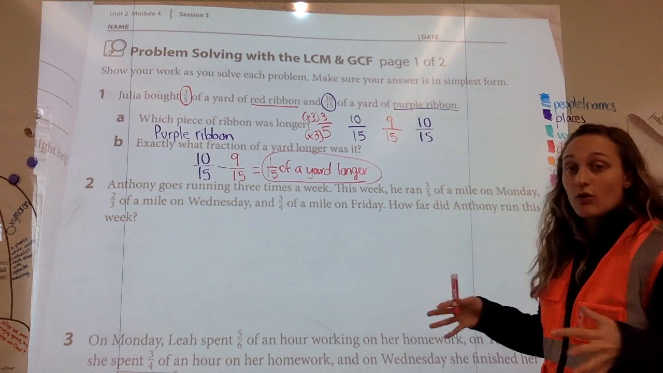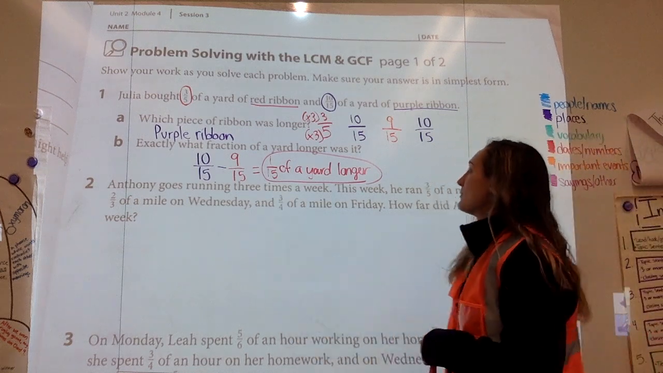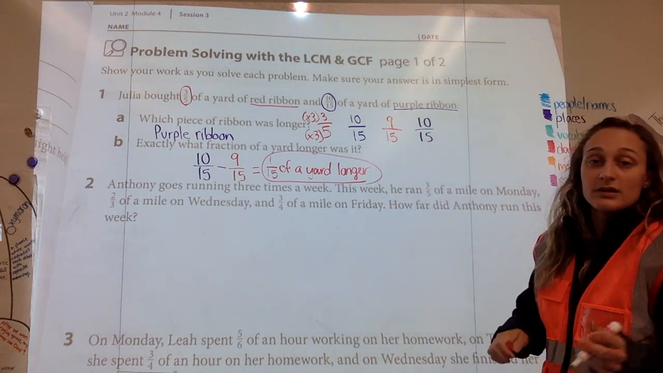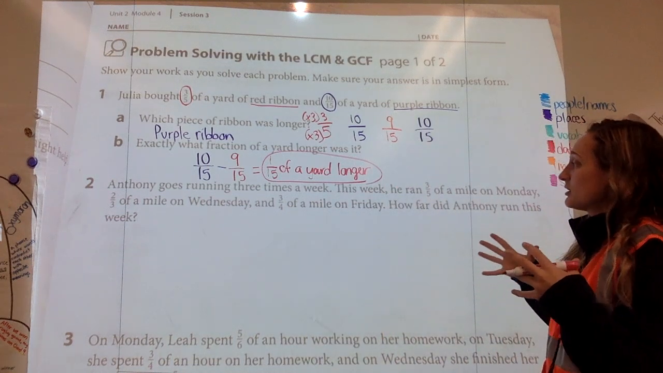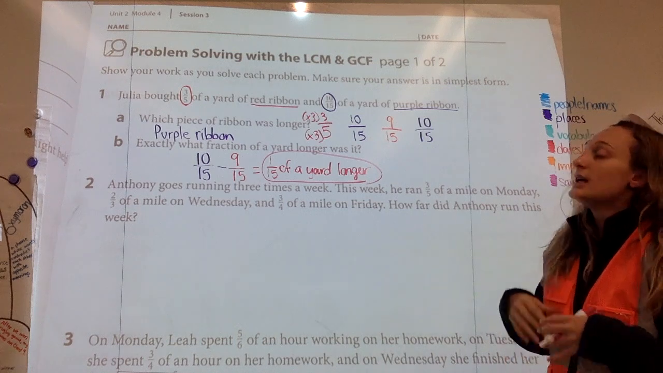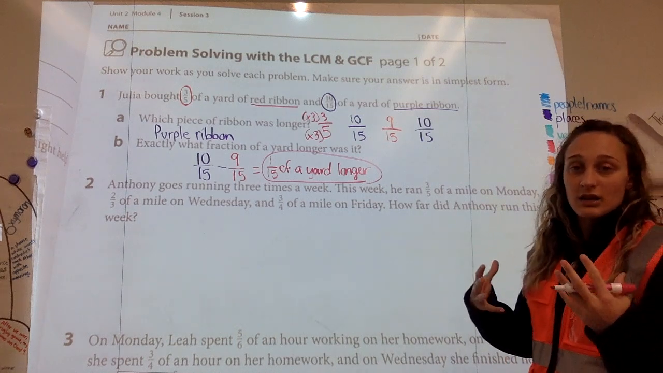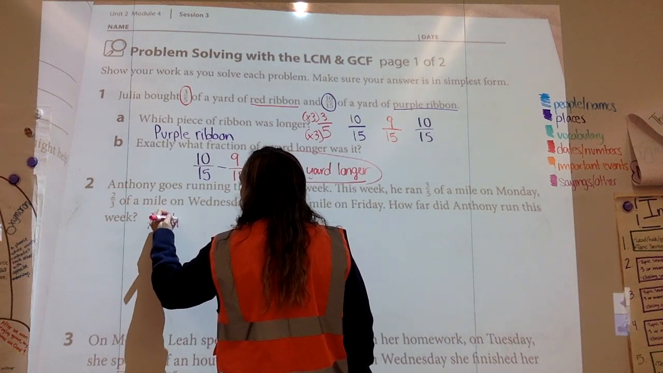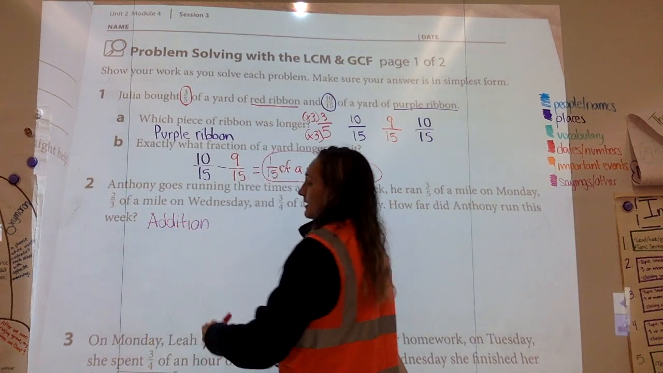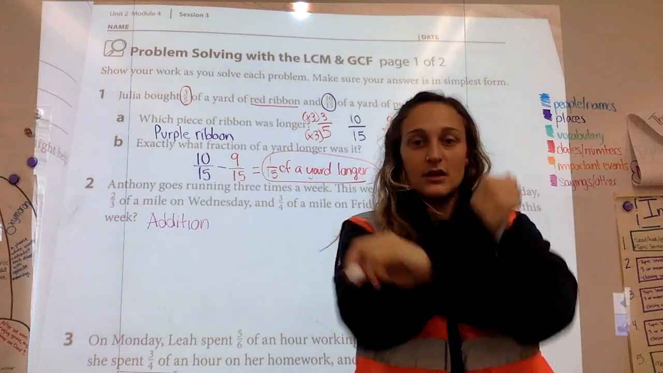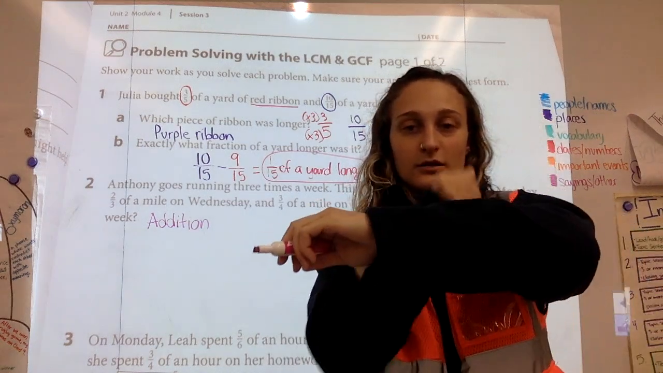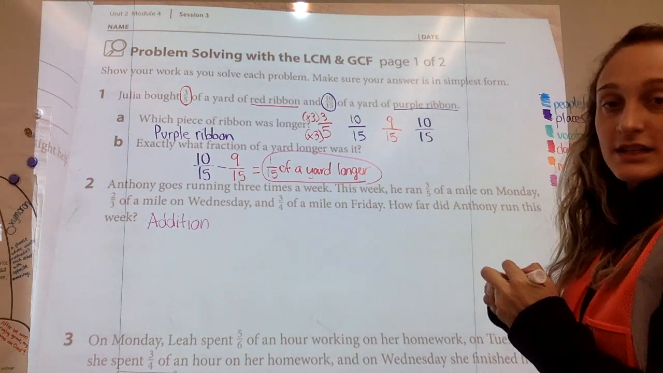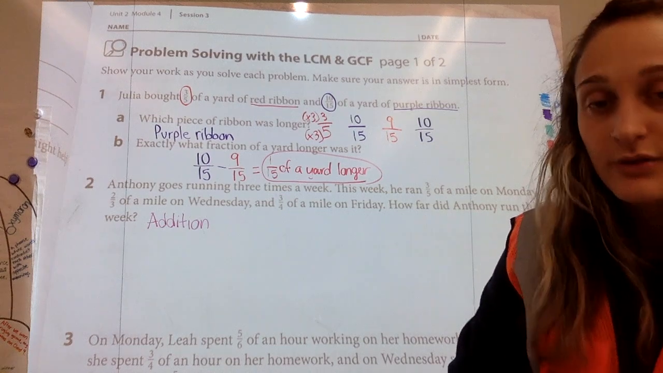So in the whole week, we know he ran 3 times. There's 3 different fractions. This one is going to be the same thing as saying how far did he run all together in the entire week? And that all together word means you need to do addition. Do addition, right? Addition. We like to use our arms in this class to show things.